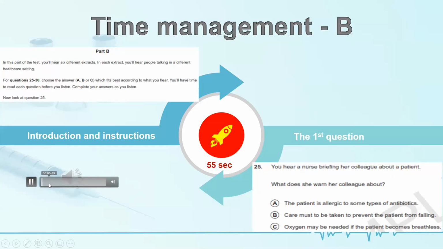Part B. In this part of the test, you'll hear 6 different extracts. In each extract, you'll hear people talking in a different healthcare setting. For questions 25 to 30, choose the answer A, B, or C, which fits best according to what you hear. You'll have time to read each question before you listen. Complete your answers as you listen. Now look at question 25. You hear a nurse briefing her colleague about a patient. Now read the question.